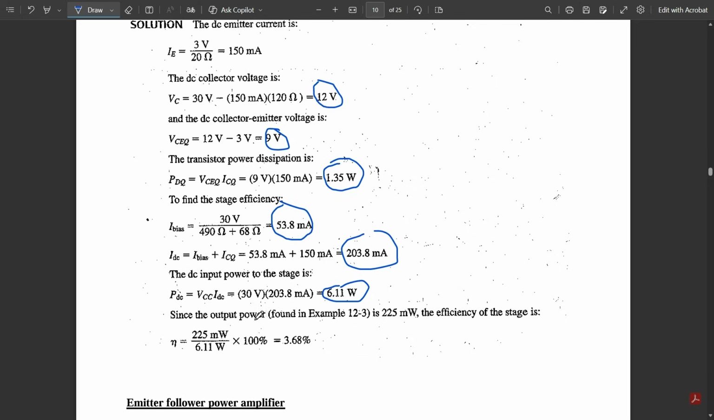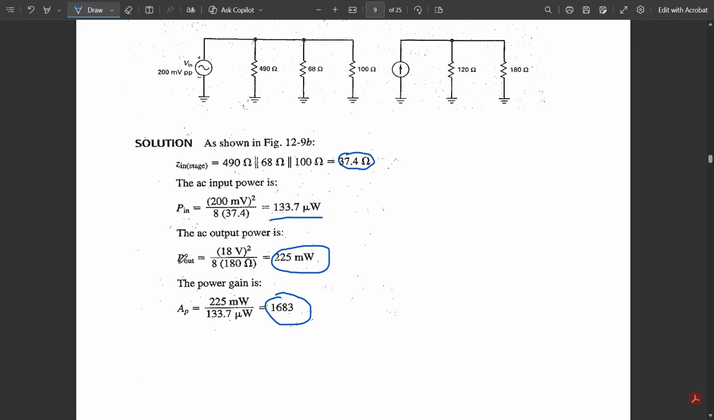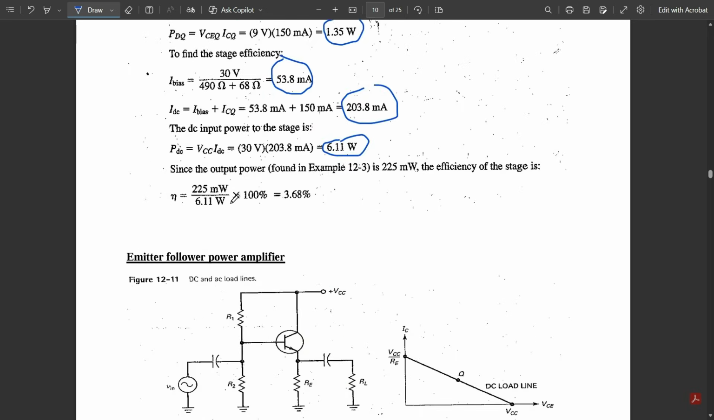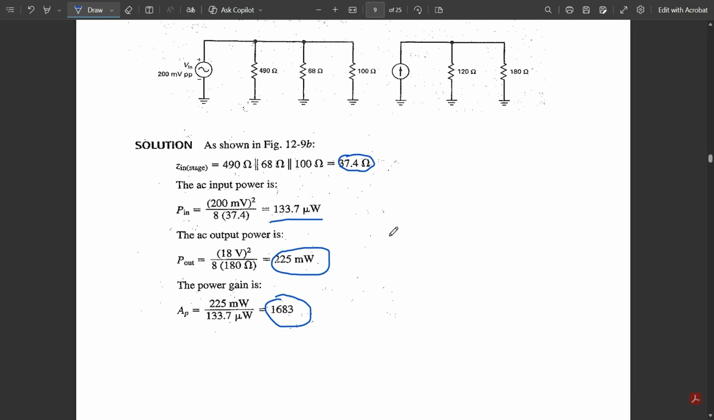Okay, since the output power we have found in the previous example, that is P out, 225 milliwatt, that only we would be substituting here. The efficiency is equal to P out divided by PDC. P out is 225 milliwatt, PDC is 6.11 watt. If you solve it into 100%, the efficiency would be nearly equal to 3.68 percent. Okay, so these were the two examples for the class A amplifier.